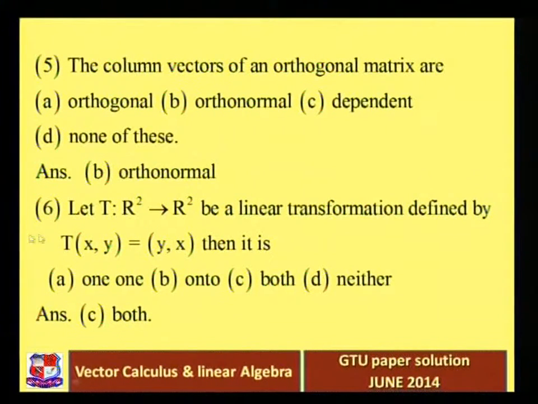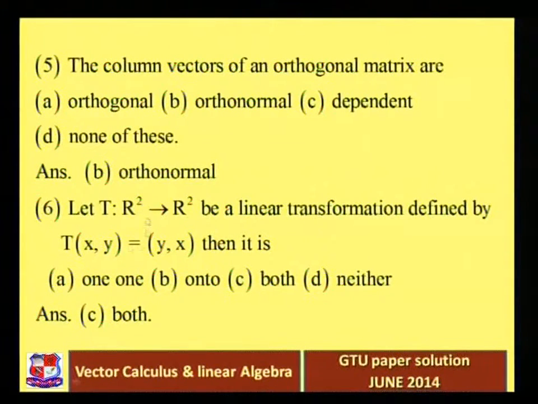Now next question, question 6. In the first question, part A, let the transformation T from R2 to R2 be a linear transformation defined by T of (x, y) is equal to (y, x). Then it is one-one, onto, both one-one and onto, or neither. Neither means none of these.